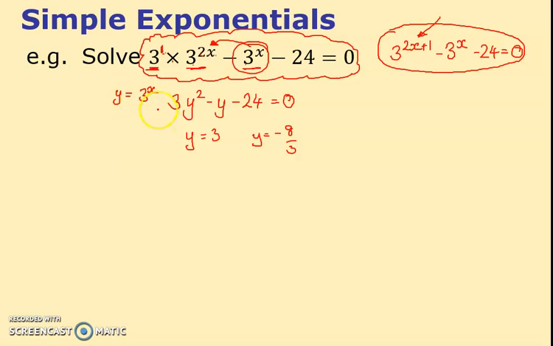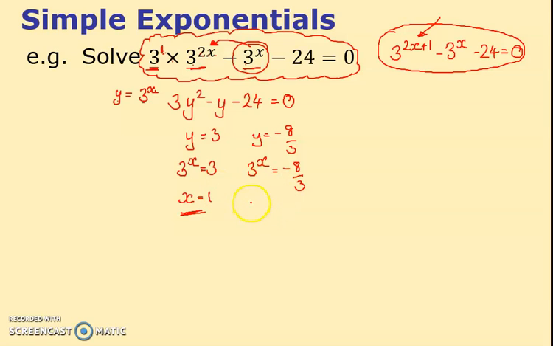Okay then, so what is that? That's 3 to the x really, because y is 3 to the x. So 3 to the x equals 3, or 3 to the x is minus 8/3. It's not quite so pretty, that, is it? Have I typed that in right? I suspect I have. We'll find out in a bit, I suppose, when we look at the answers. This one is x equals 1. This is fine. But this one is not quite so nice.